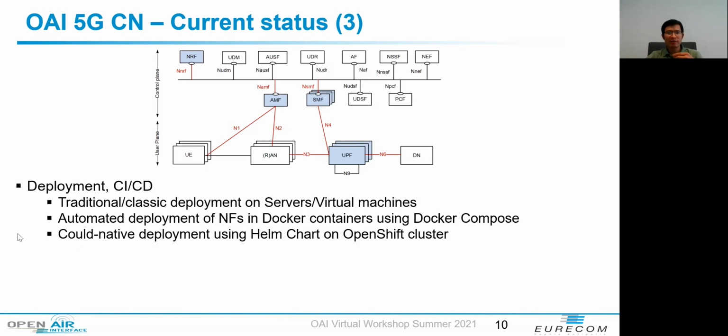We also provide different possibilities to deploy our core network, ranging from the traditional approach to a cloud-native one. For example, to facilitate the deployment of 5G core in our community, we provide a cloud-friendly deployment solution based on Docker Compose. And at the same time, we also deployed our 5G core in Eurecom OpenShift cluster with Helm chart.